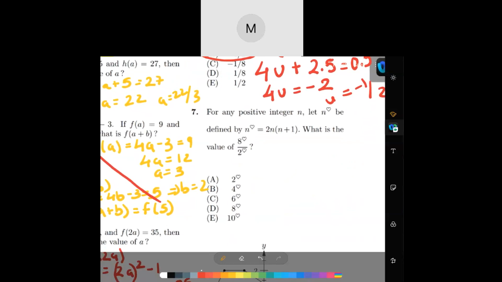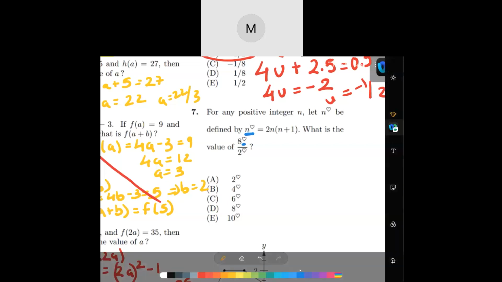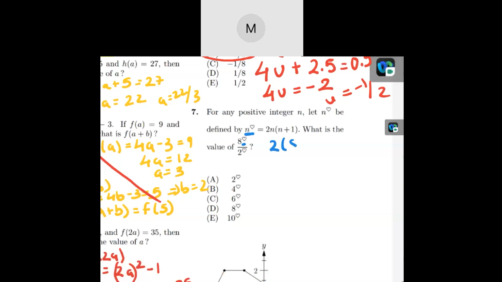All right, so I'm going to change my color to blue on this one. So n heart is defined by 2n times n plus 1. What is the value of 8 heart over 2 heart? Again, very important. All you have to do is substitute the n with the number they're asking in the question. So in this case, this is 2 times 8 plus 1 divided by 2 times 2 plus 1.